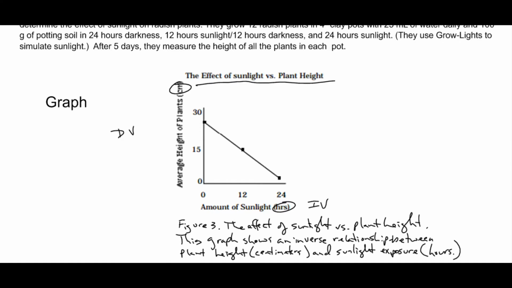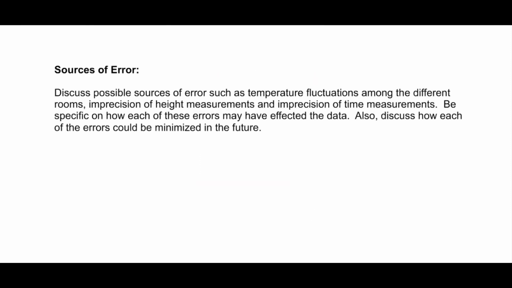I'm not going to go into that here, but you might want to talk about things such as temperature fluctuations among different rooms, and precision of height measurements, and precision of the time measurements. Just go into detail and be specific as to each of these errors and how they affected the data. Also discuss how these errors could be minimized in the future.